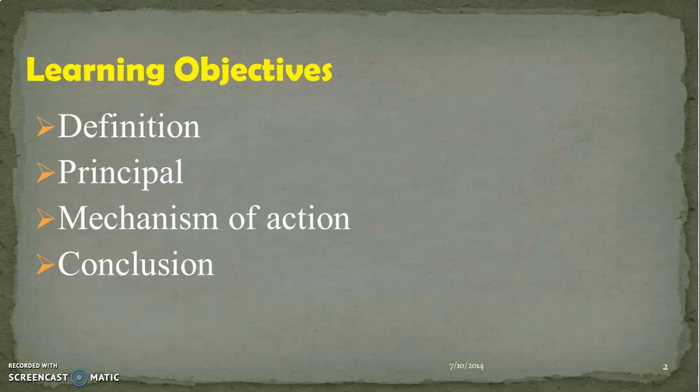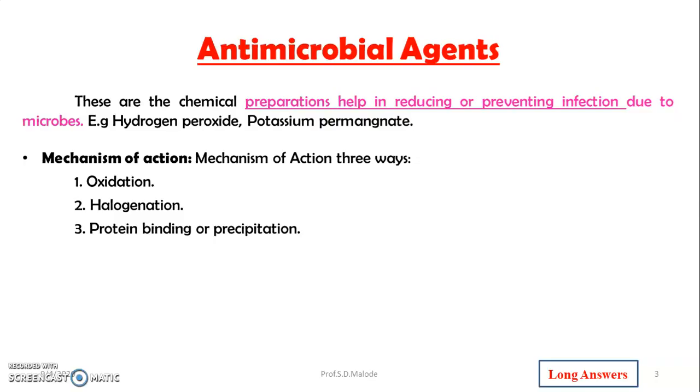In today's session, we are going to learn about the definition of antimicrobial agents, principle, and their mechanism of actions. So very first of all, what are antimicrobial agents? Antimicrobial agents are chemical preparations which help in reducing or preventing infection due to different microbes.